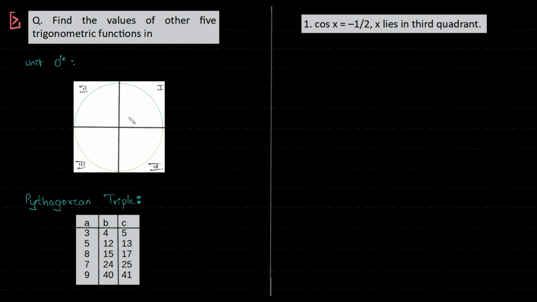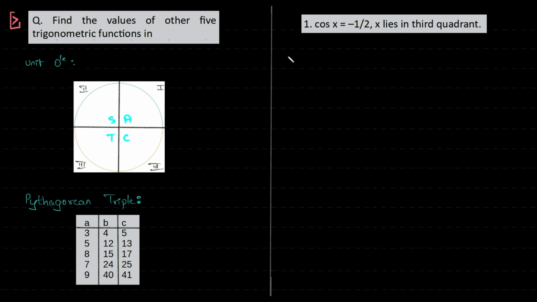For this we need to know the fact that "All Students Take Coffee." That is, in the first quadrant all the trigonometric ratios are positive. In the second it is sine and cosec. Third it is tan and cot. Fourth it is cos and sec. And also Pythagorean triplets have to be known, it will help.